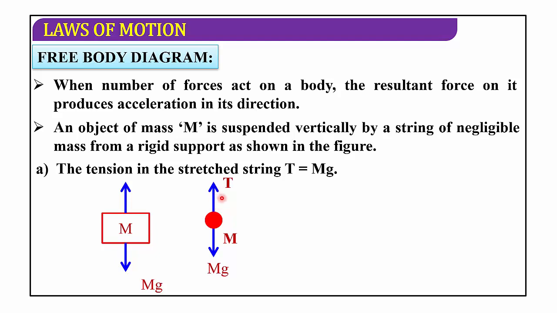In this stretched string, remember, when it is suspended vertically downward, the tension is always opposite to the weight, and that tension is given by the formula T equal to m into g, where m is mass and g is acceleration due to gravity. This is also a type of force, because the equation for force is F equal to m into a. There we consider the acceleration of the body; when it is connected to the string, we should consider acceleration due to gravity. This equation you have to remember: the tension in the stretched string is T equal to m g.